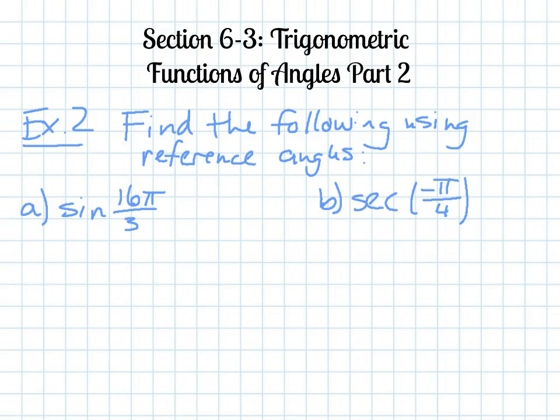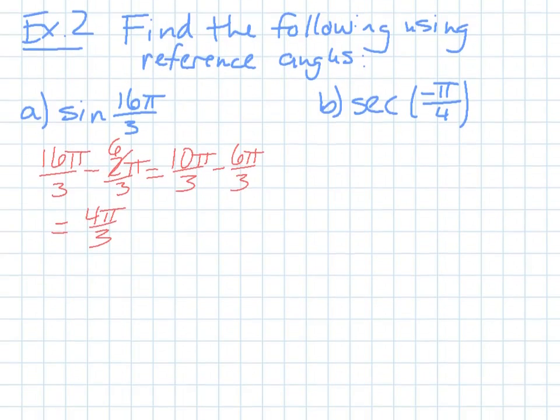So 16 pi over 3 needs to be subtracted by 2 pi. Remember, that's the same thing as 6 pi over 3. So that gives me 10 pi over 3. I need to do it again. So subtracting 6 pi over 3 gives me 4 pi over 3. Okay? So sine of 16 pi over 3 is the same thing as asking what the sine of 4 pi over 3 is.